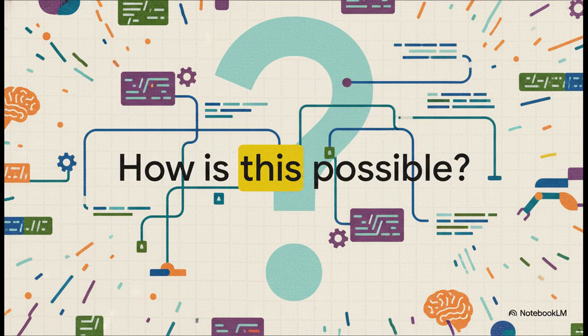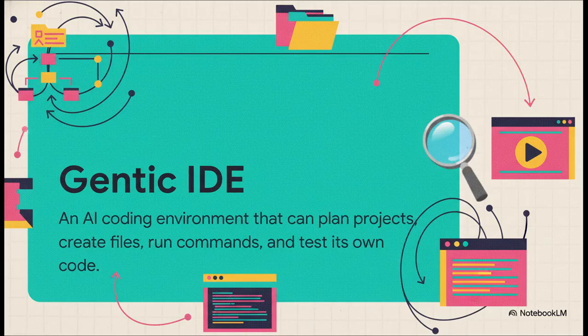Is this just some fancy autocomplete or a tool that's good at copying and pasting code from the internet? Nope, not even close. What we're talking about here is something called Agentic IDE. That stands for Generative Interactive Development Environment. You gotta forget about simple chatbots that just give you suggestions. This thing is an active agent. It can actually plan out a whole project, create the files it needs, run commands in the terminal, and this is the really wild part. It can even open up a browser and test its own code to see if it works.